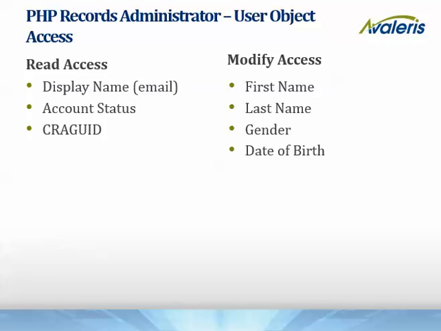So here we'll look at this administrator's specific rights within the FIM portal. As we can see, the records administrator has more access to modify a user object, so we can actually modify first name, last name, gender, and date of birth.